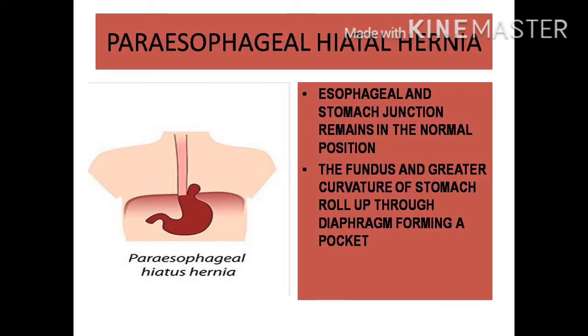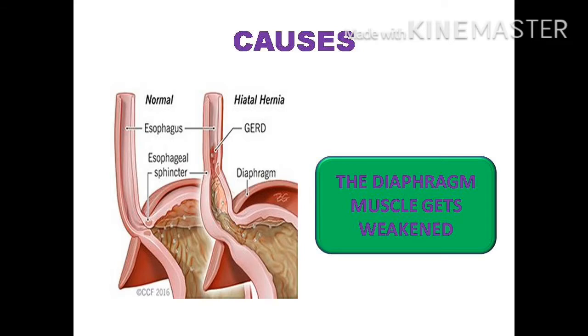Now let's see about the causes of hiatal hernia. The exact cause is unknown, but it may be due to a lot of contributing factors. The first one is weakening of the muscles in the diaphragm. The diaphragm is a muscle, and imagine if the muscle is weakened, what happens to the hiatal opening? It will also be weakened, so the stomach can easily slide into the esophagus.